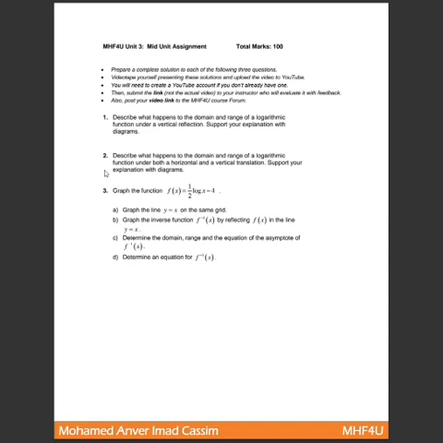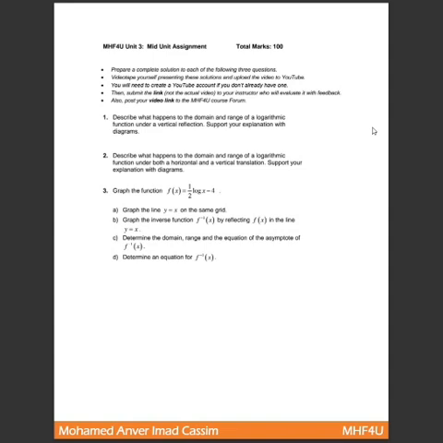Now we'll look into the third question. Graph the function f(x) equals half log x minus 4. Question A. Graph the line y equals x on the same grid. To draw the graph of the logarithmic function y equals half log x minus 4, first we need to determine the basic graph. So the basic graph is drawn over here for y equals log x.